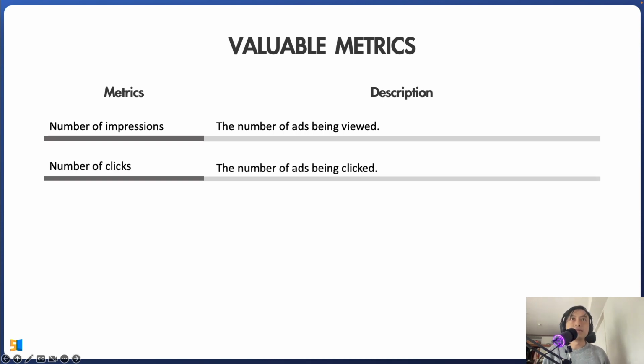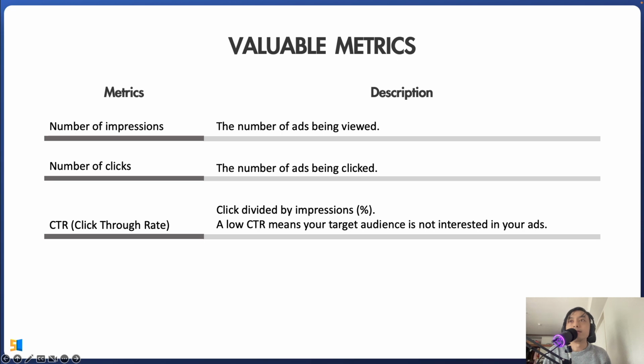Number of clicks basically means how many users click the ads. CTR, or click-through rate, is basically number of clicks divided by number of impressions, calculated as a percentage. If the CTR is low, it means your target audience is not interested in your ads. They see the ads often, but they click less. But if the CTR is high, it means your ad is relevant and they want to click it.